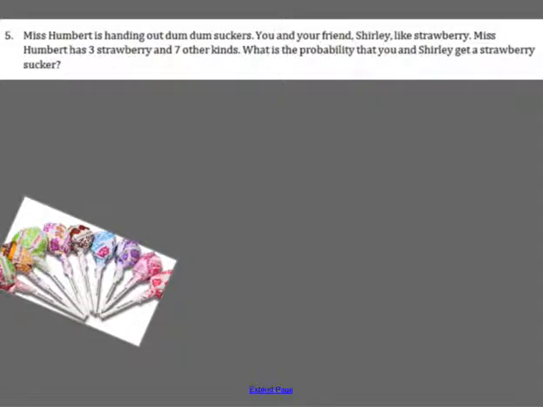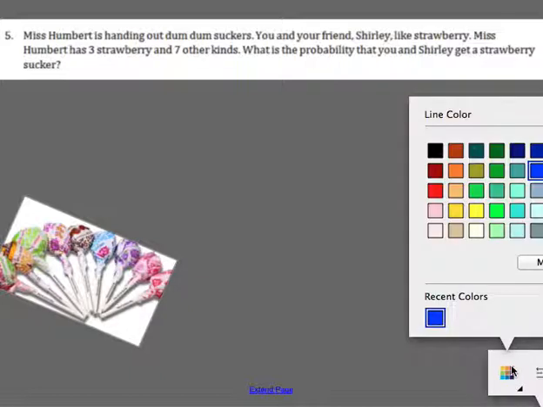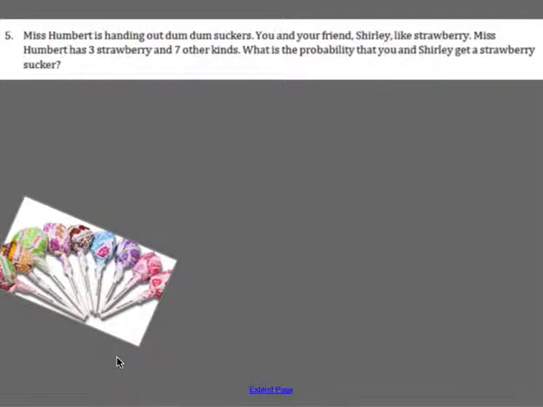So for number 5, Miss Humber's handing out Dum Dum suckers. I do that a lot, you know. I just got my new big bag. So you and your friend Shirley like strawberry. Miss Humber has 3 strawberry and 7 other kinds. Okay, well that means we have 10 total. What is the probability that you and Shirley get a strawberry sucker?